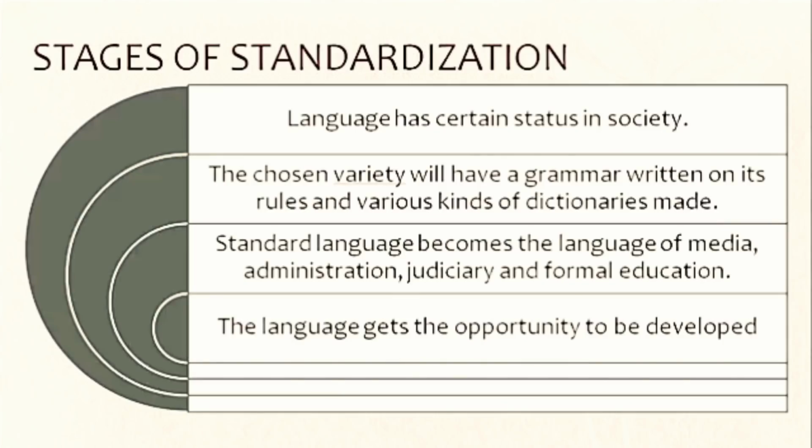And then the last stage of this process of standardization is that this particular language will get the opportunity to be developed, right? It will include more words, it will replace the other words. So earlier there was this old colloquial English which was used. This was this Shakespearean English, which we sometimes call, and those words have been replaced now gradually, and we are including more words. English is one such language which includes more and more words.